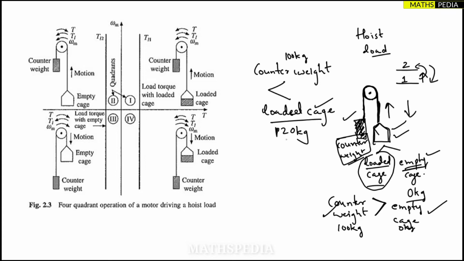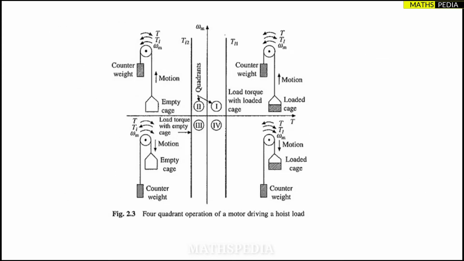Before that, if you observe here, we have one vertical line, it is TL1, and here also we have one vertical line, it is TL2. What is the meaning of these two lines? Now TL1 is basically a load torque. This is for the first quadrant and fourth quadrant. As you see, this line is passing through the first quadrant and fourth quadrant, so that's why I said it is the load torque for the first and fourth quadrant.